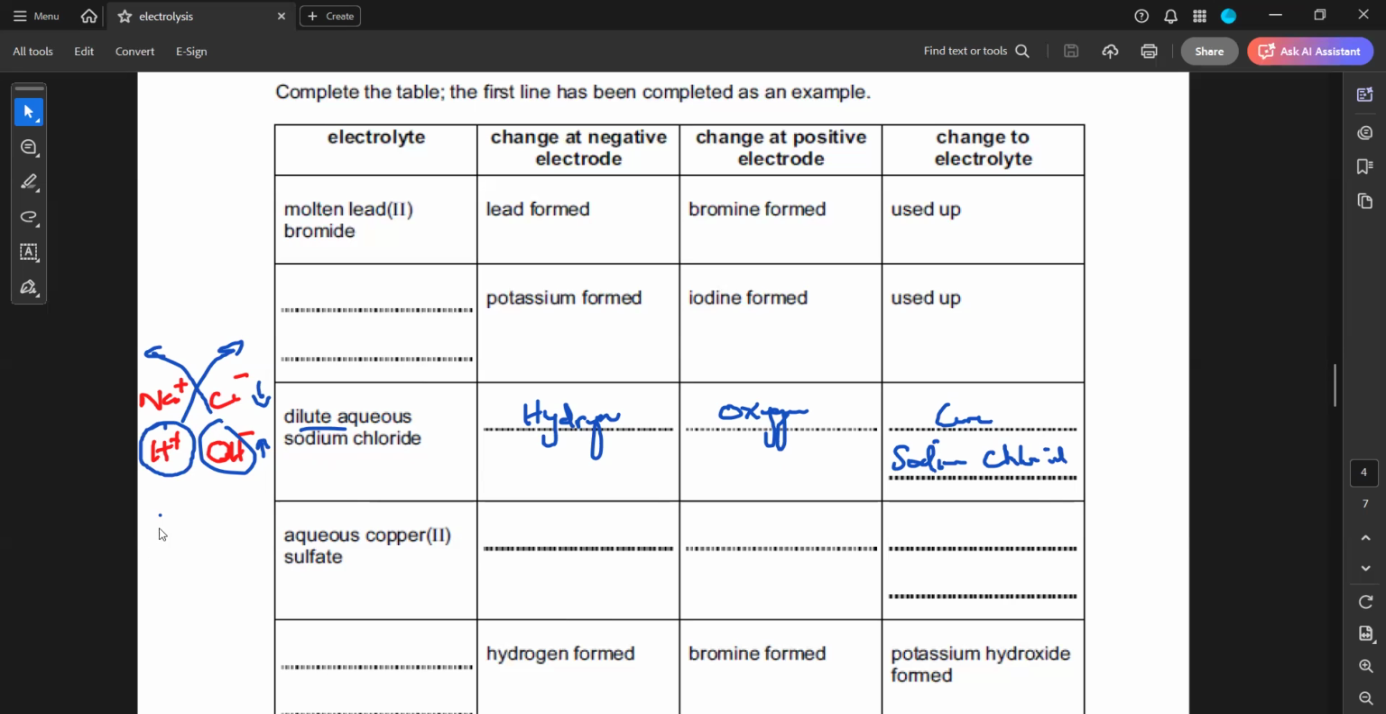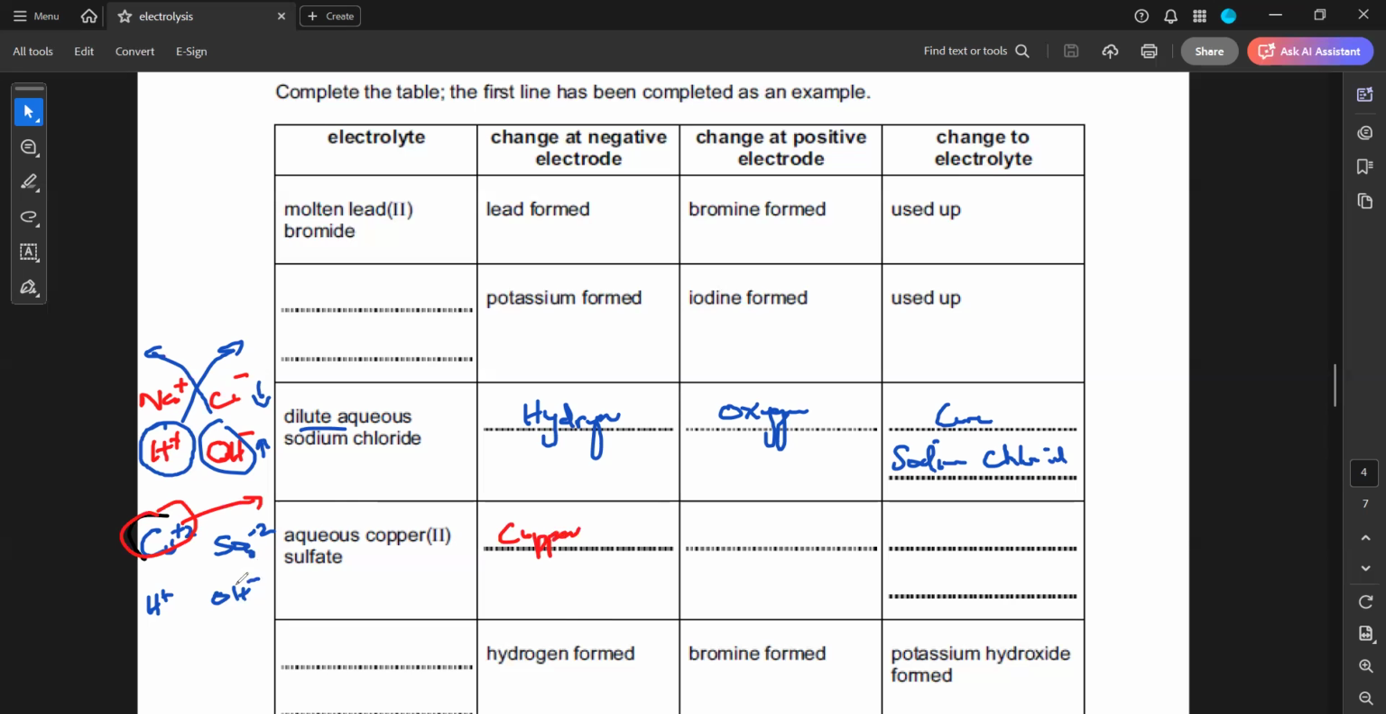The next we have copper sulfate. It contains a copper ion and a sulfate ion, and it is aqueous, so there is also the hydrogen ion and the hydroxide ion. The copper is less reactive, so copper will move towards the cathode. At this time, we will have a product, copper.